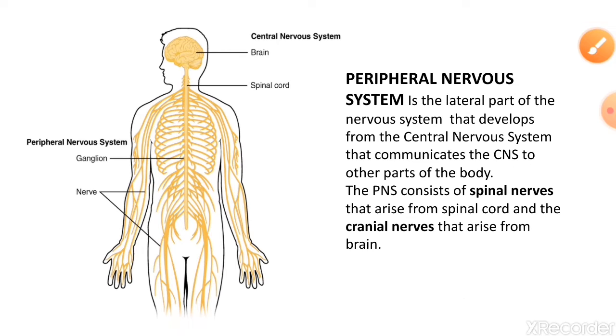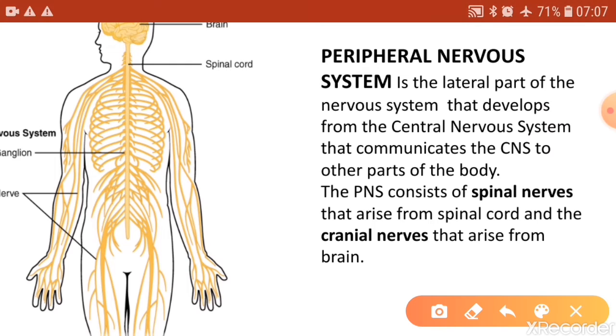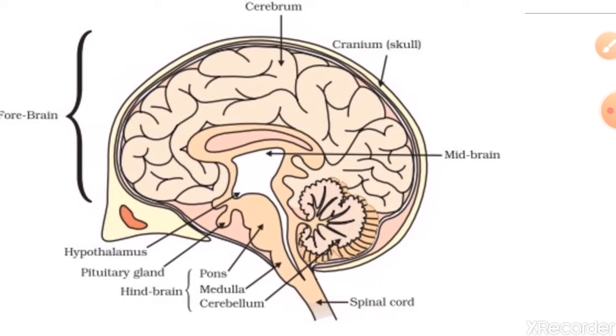So that's about the central nervous system. As already discussed, the peripheral nervous system is a lateral part of the nervous system. You can see there are nerves arising. Some of the nerves arise from the brain, which are called cranial nerves, and some arise from the spinal cord, which are called spinal nerves. The spinal nerves and cranial nerves make up the peripheral nervous system. Its function is to connect the different parts of the body to the central nervous system. As I just told you, the human brain is a part of the central nervous system, and the brain is the highest coordinating center of the body.